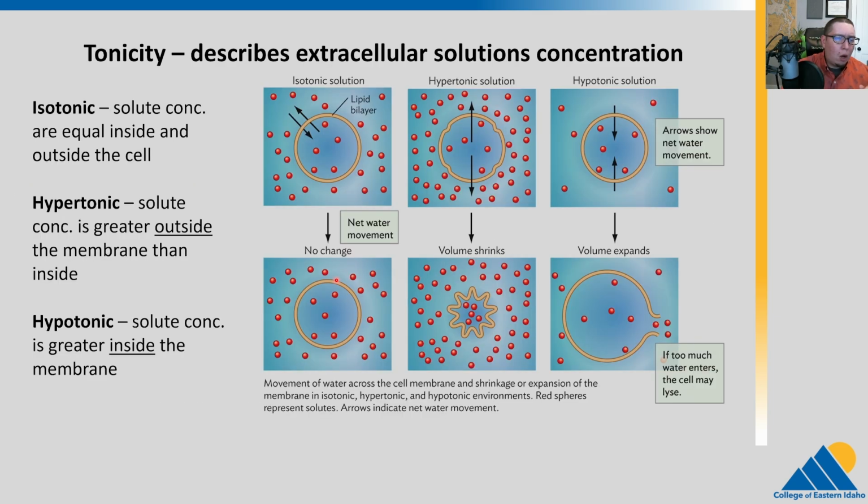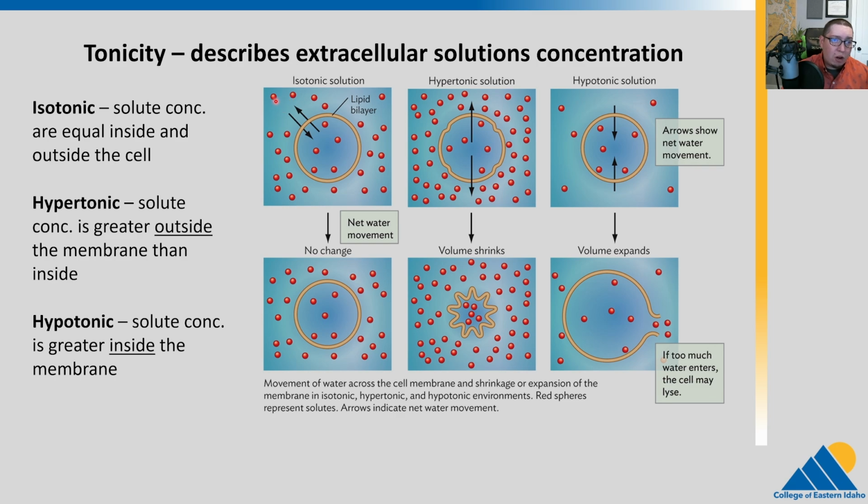And that comes to a way to describe the difference between the amount of solute outside a cell versus inside a cell. And this is where we talk about tonicity. It describes an extracellular solution's concentration. So we're talking about what is the concentration of solutes outside of a cell compared to inside. That's what tonicity is talking about. So here we have an example. We have our cell here with its semi-permeable membrane. We have the liquid inside the cell, which has these red spheres at a certain concentration. And we have the extracellular solution, which has red spheres at a certain concentration.